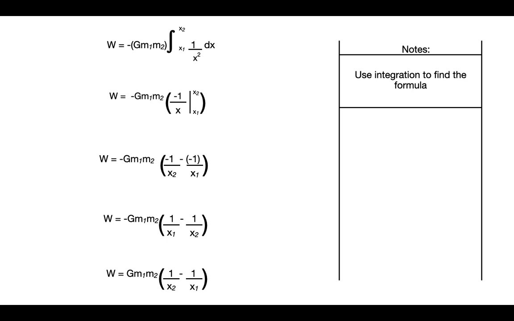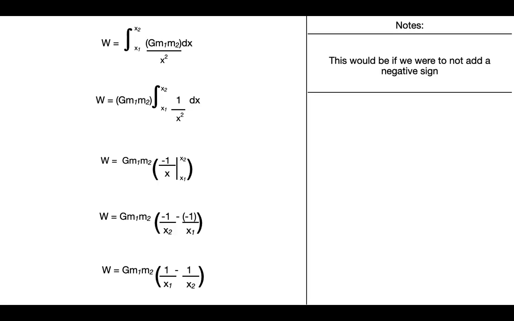As you may have noticed, the question said that x1 would be more than x2, but that means that the inverse of x2 will be bigger than the inverse of x1, which also means that the work value will be positive. If we were to integrate without the force equation having a negative sign, then the order of the inverse x's would be swapped, which would lead to a negative work value because we would be multiplying by a negative number, as the inverse of x1 minus the inverse of x2 would be a negative number.